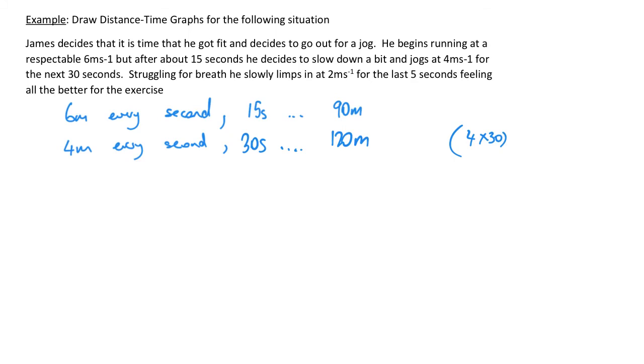Struggling for breath, he went slowly in at 2 meters per second again. That means he travels 2 meters every second. And that's for the last 5 seconds. So that's 10 meters. And what we're doing there is 2 times 5.